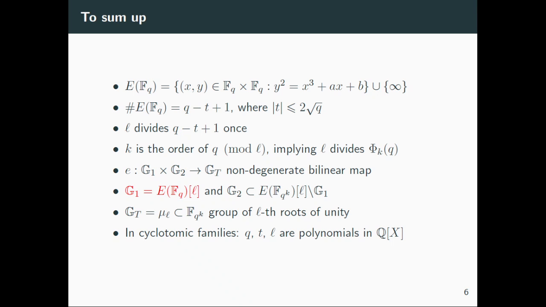A pairing is a non-degenerate bilinear map between three groups. G1, the group of F_q-rational points in the L-torsion. G2, a group of the L-torsion different from G1. And GT, the group of L-th roots of unity in F_q^k. Finally, in construction 6.6, integers q, t, and L are images of polynomials.